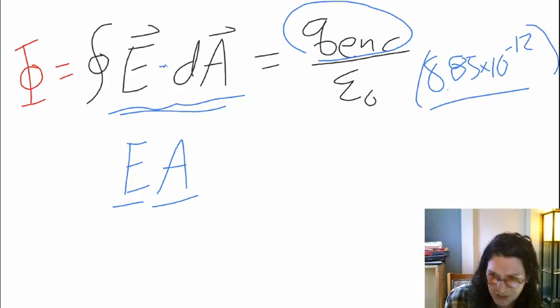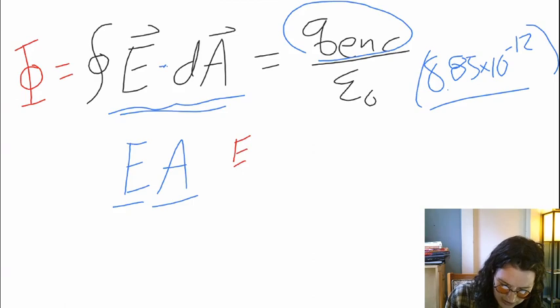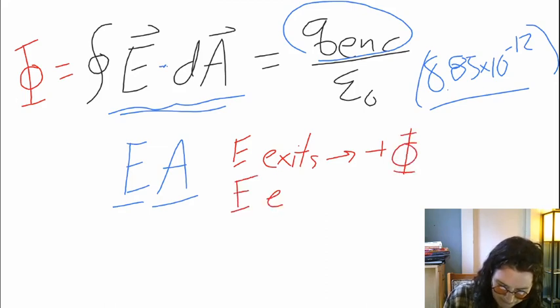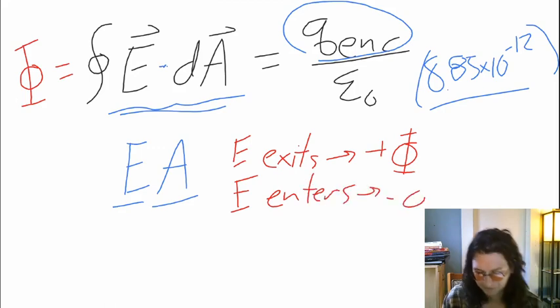We need to talk about our sign conventions. Here are two different ways of attacking the sign conventions when we do Gauss's law. The first one is to say that when E exits our Gaussian surface, then we will have a positive flux. And when E enters, we will have a negative flux.